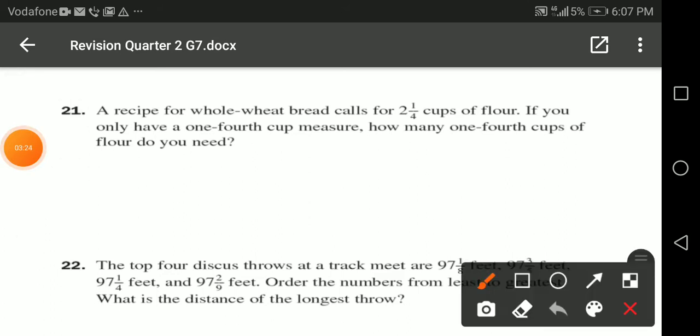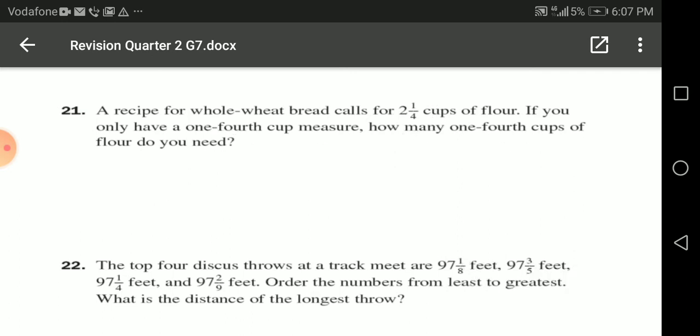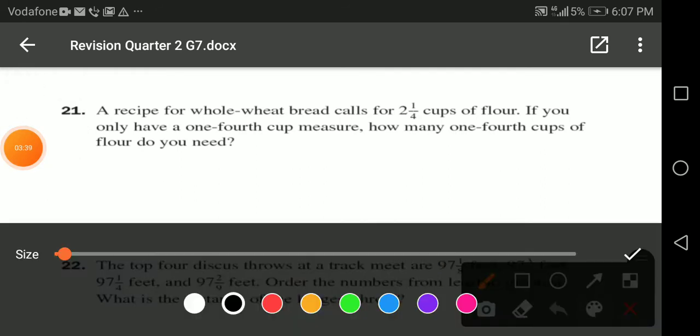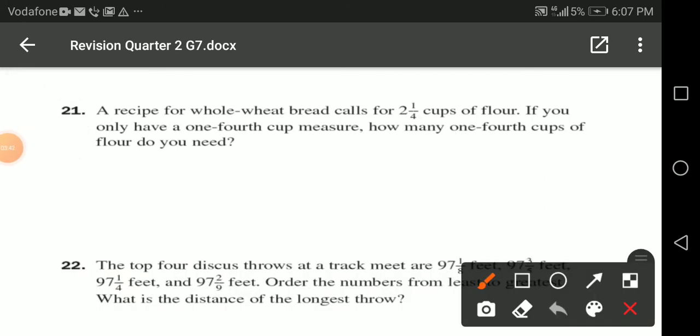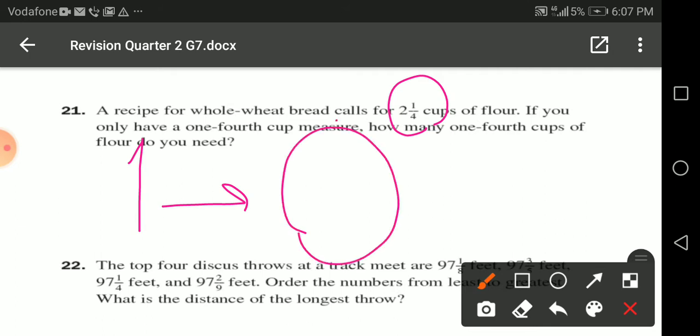A recipe for whole wheat bread calls for 2 1/4 cups of flour. If you have only a 1/4 cup measure, how many 1/4 cups of flour do you need? And this is very easy. What does it mean, 2 1/4? In one whole, how many quarters are there? If I draw one whole, how many quarters here? We have 4/4.